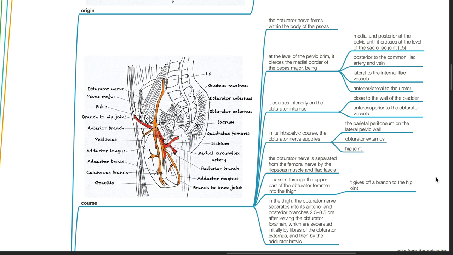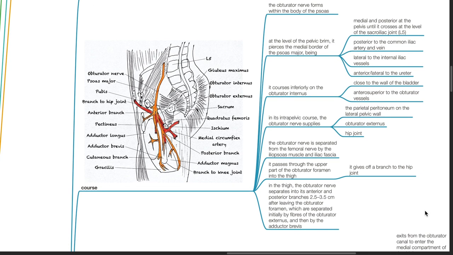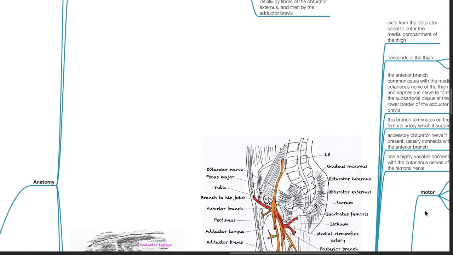It passes through the upper part of the obturator foramen into the thigh and gives off a branch to the hip joint. In the thigh, the obturator nerve separates into its anterior and posterior branches 2.5 to 3.5 cm after leaving the obturator foramen, which are separated initially by fibers of the obturator externus and then by the adductor brevis.